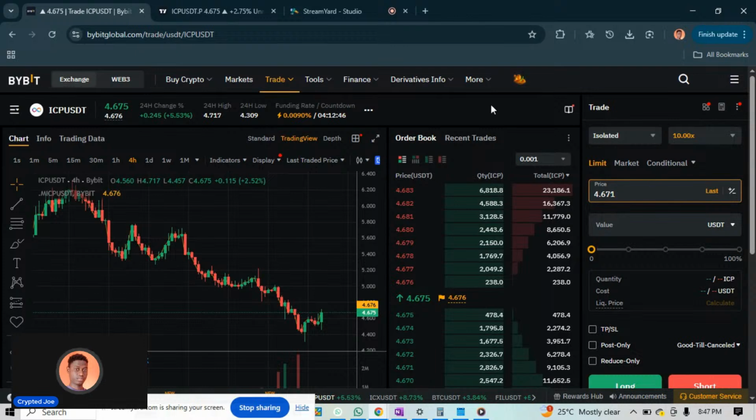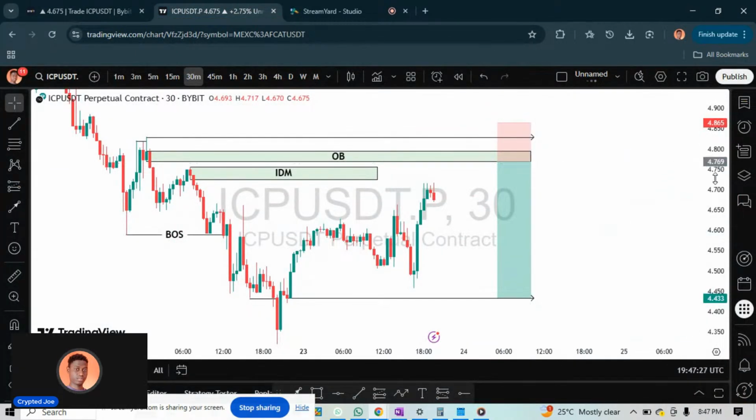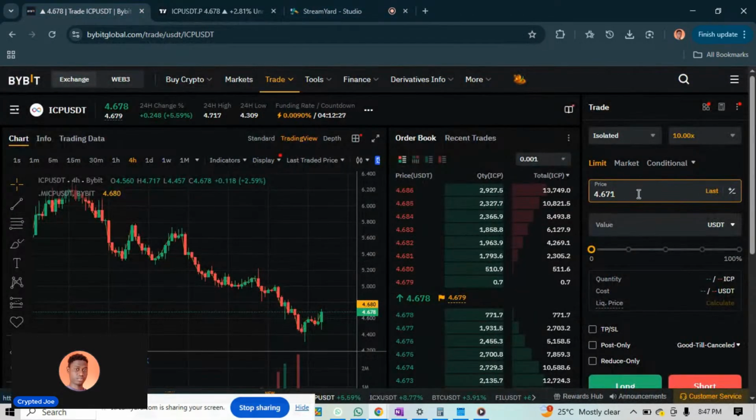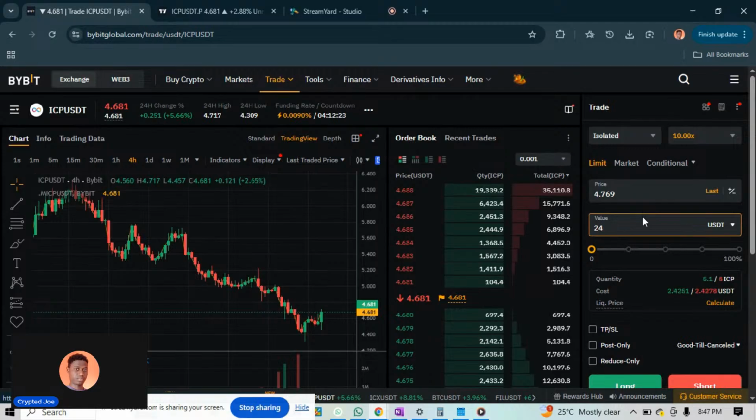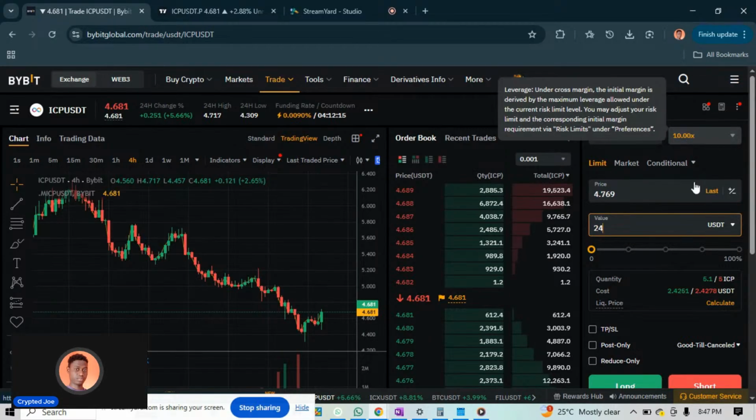So now this first box is where I'll place my entry. My entry is 4.769. So I'll place it here, 4.769. Now the other value, 24. You understand? So I'm going to use 10x leverage.